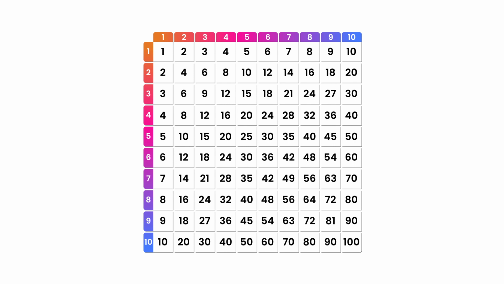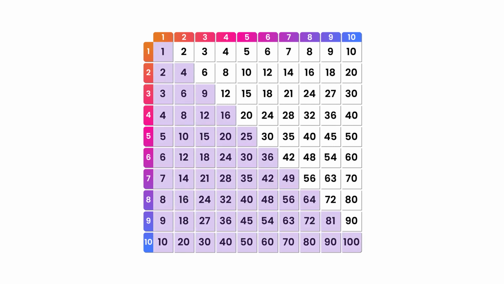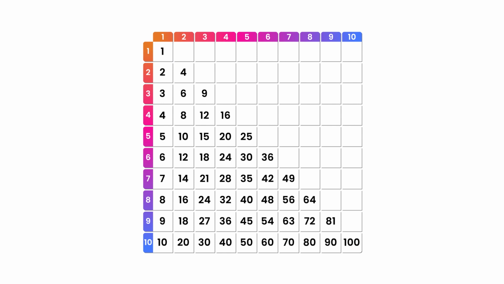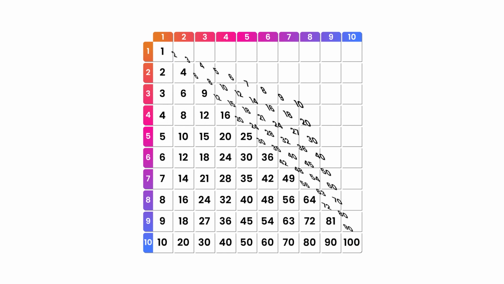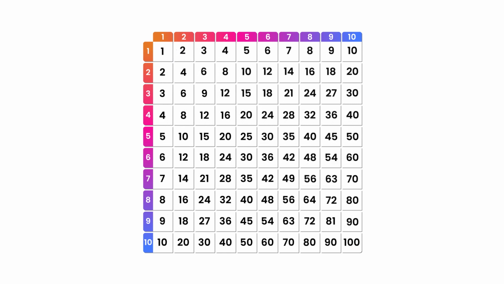You only need to learn 55 expressions, not all 100 which are written in the tables. You can understand this by noticing that the answers in the lower left triangle are the same as the answers in the upper right triangle.